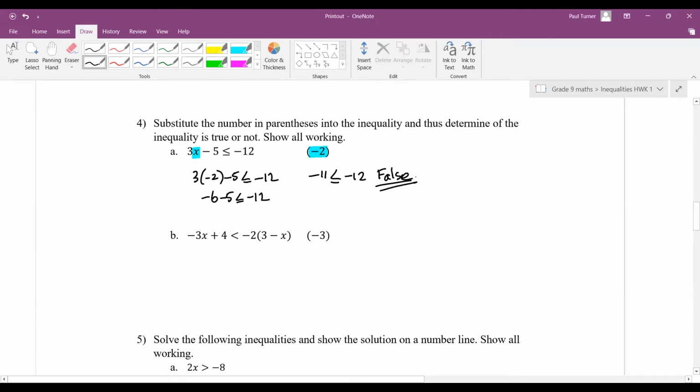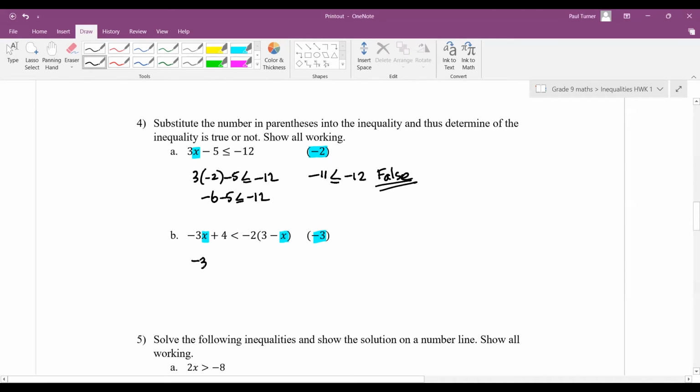This one here. So in question 2, or 4b, we do it the same way. We'll substitute -3 into everywhere where you see x. So let's put that in.